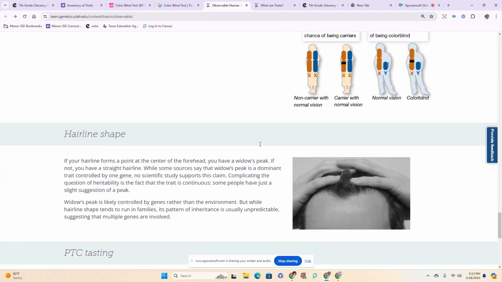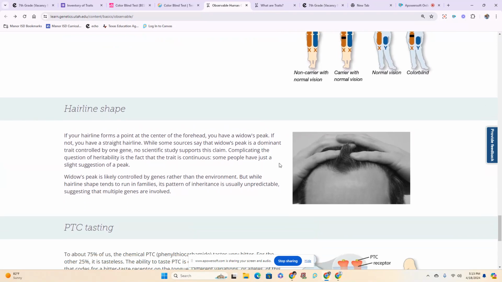The last one that we're going to do is hairline shape. If your hairline forms a point at the center of your forehead, you have what's called a widow's peak. You have to pull your hair back to see that. So either get a classmate to look at it for you, or again, use your phone or a mirror. If you don't have this peak, it's just straight across.